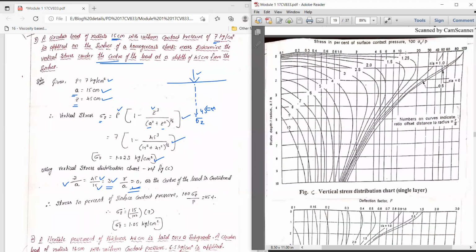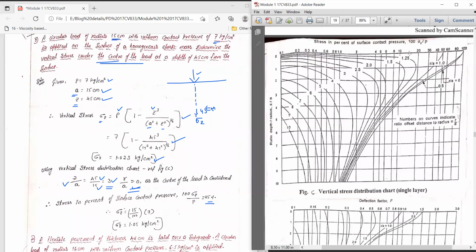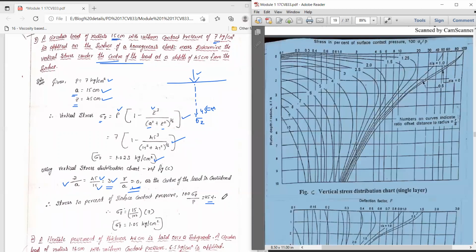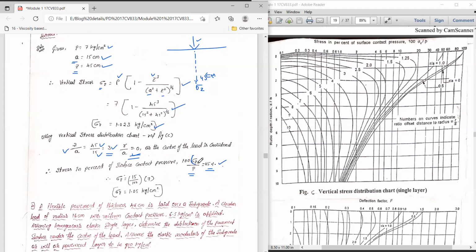So you mark the value of that point. From 3, if you project like this, it approximately intersects at this point, and that value is 15%, which I noted here. Therefore, the x-axis indicates 100 into sigma Z by P. That is what I have written here. So you need to calculate sigma Z. I rewrite the equation: sigma Z is equal to 15 divided by 100 multiplied by 7, where P stands for pressure. That is what I substituted here.